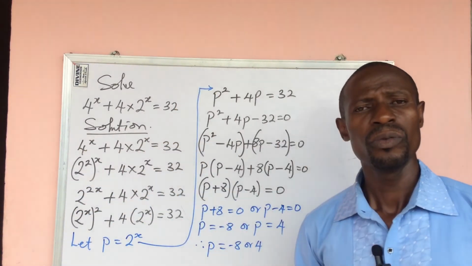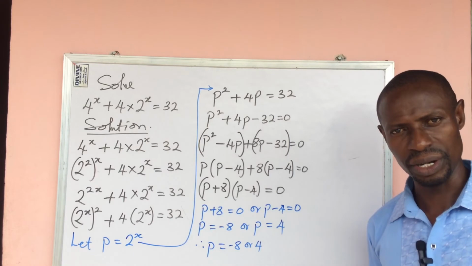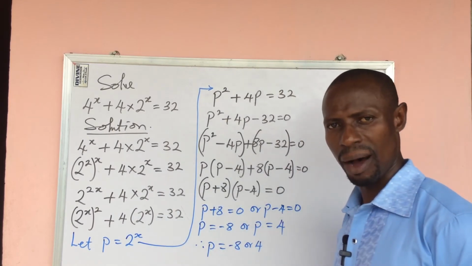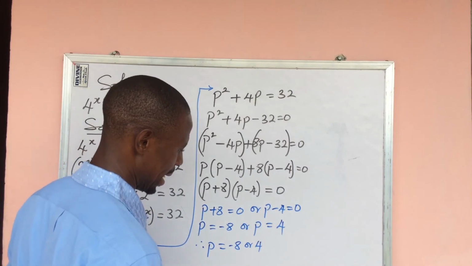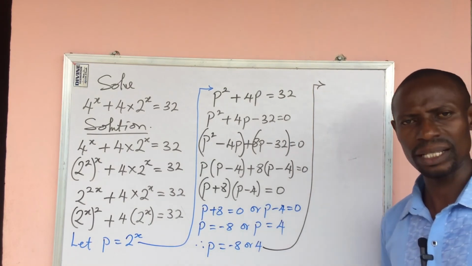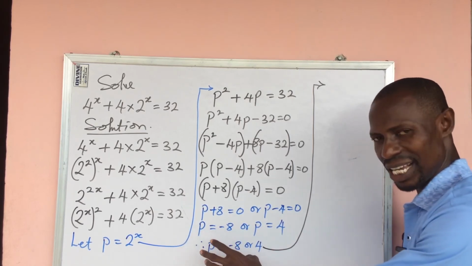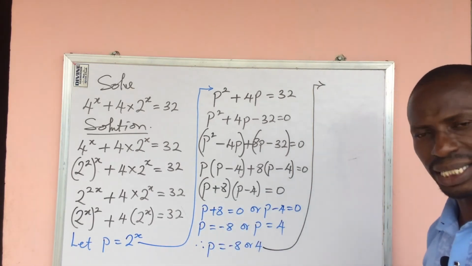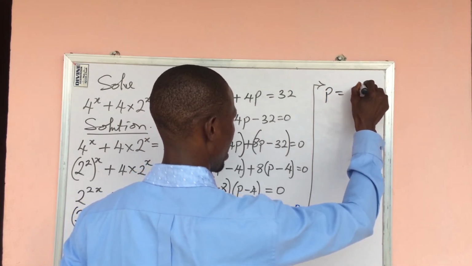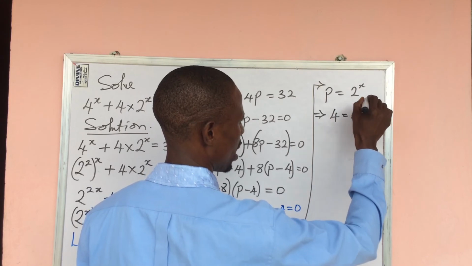Now, initially, we don't have p in our expression. What we have here is x as our unknown, as our variable. So we now go back to where we said let p is equal to 2 raised to power x. From here, p is equal to minus 8. Now, for the first part of p, this solution is not real, it does not exist. So since this does not exist, we discard the minus 8 and take only this second expression. So this will now give us p equal to 2 raised to power x, which implies that 4 is equal to 2 raised to power x.